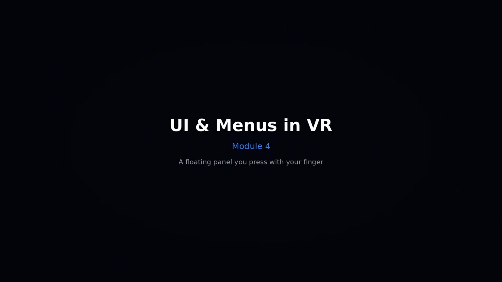By the end of this module, a menu will float in your room and you will press its buttons with your finger. This is how the people who use your app actually control it from inside VR. Start a sound. Change the lighting. Reset the scene. All from a panel in midair.